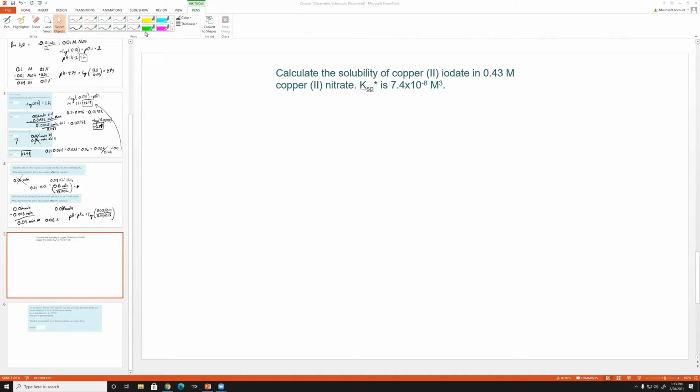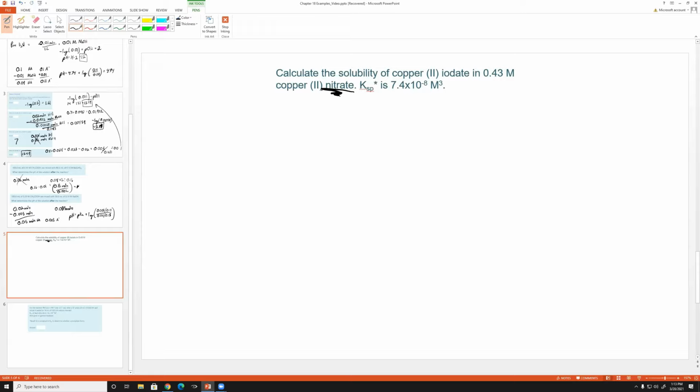All right, for this solubility question, we have: calculate the solubility of copper(II) iodate in 0.43 molar copper(II) nitrate, and the Ksp is 7.4 times 10 to the negative 8th. Now this Ksp is for copper(II) iodate because it is a weak electrolyte, and we know that because all nitrates are strongly soluble.